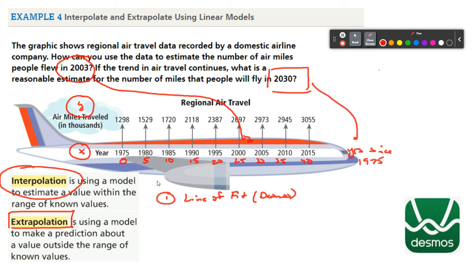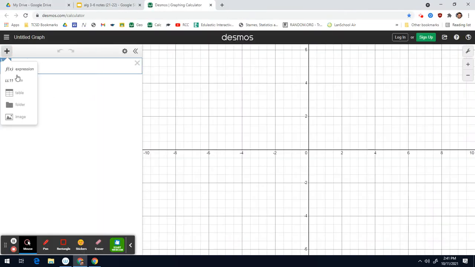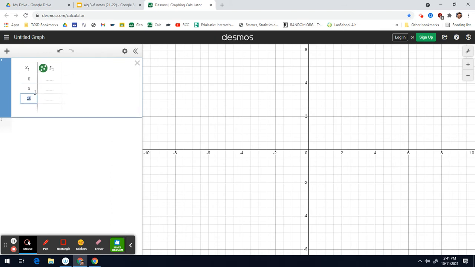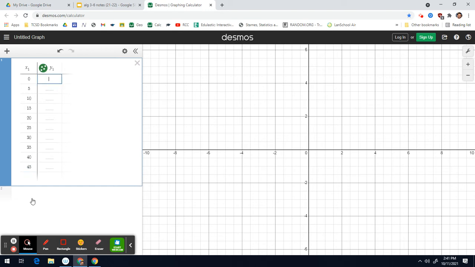So again, first thing is we're going to go to Desmos and get this line of best fit. Here's Desmos. We're going to add a table. By now, hopefully you're good at this. We're going to let x be those years: 0, 5, 10, 15, 20, 25, 30, 35, and 40. Then the miles. Again, this is in thousands of miles, so this 1298 is actually 1,298,000 miles.